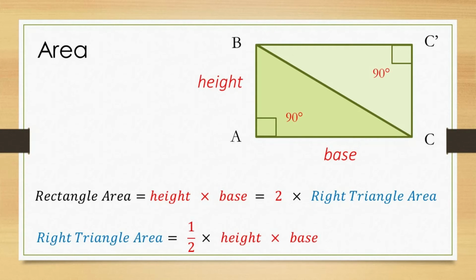As discussed in the previous video, it can be understood that the area of a rectangle is height times base. At the same time, the area of the rectangle is 2 times the area of the triangle. From these equations, we find that the area of a right triangle is a half of height times base. Thus, hereby, the area of a right triangle is proven.